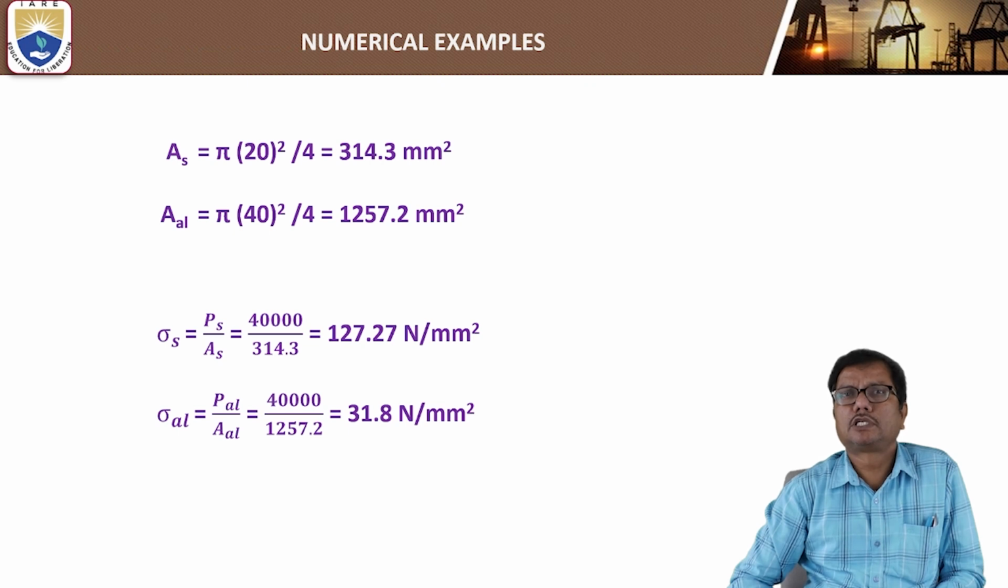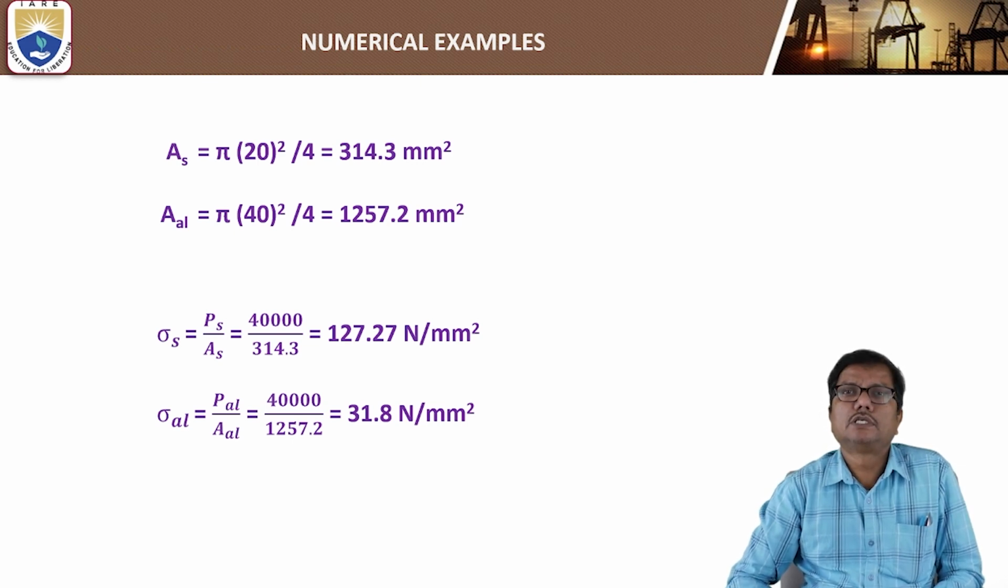Similarly, stresses. Stresses are P by A. Here load is same in both the segments. So sigma steel is P by A, that is 40,000 newtons by area 314.3 mm square. Similarly, sigma aluminium is 40,000 by area of the aluminium bar.